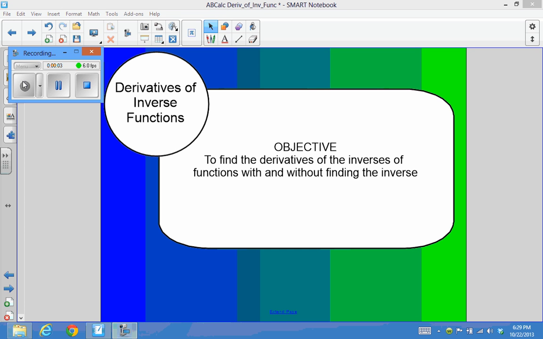Okay, we're looking at derivatives of inverse functions. A little bit different type of a lesson. We're going to do an activity in class tomorrow to kind of set this in your mind, because for some reason this stuff really has trouble sticking. So we want to find the derivatives of the inverse of a function with and without having to find the inverse. We'll go back, review inverse, and then try to get going.